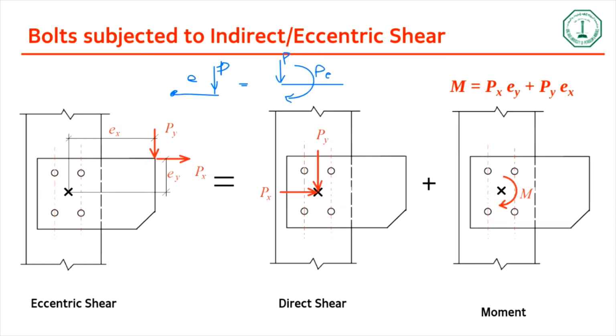This is what we are doing here. We have two forces, Py and Px. We transfer Py to the centroid so that it becomes a direct shear, and Px is also transferred. So we have separated it as a direct shear problem, and then the moment is acted onto these bolts. This moment is Px times Ey plus Py times Ex.